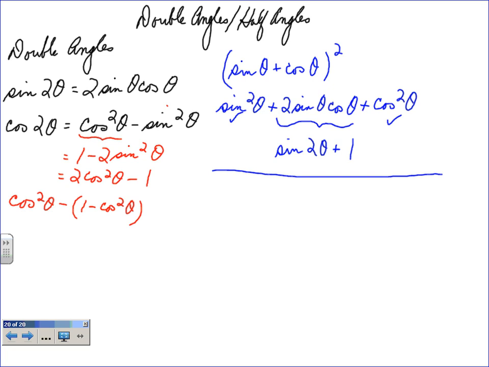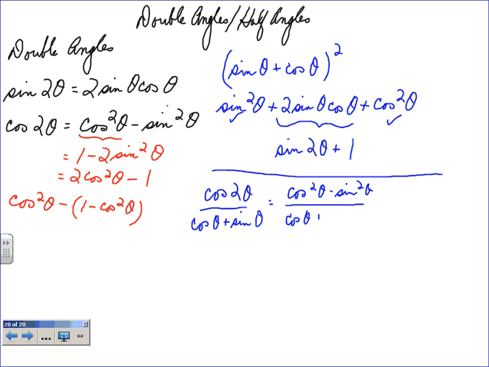Okay. Here's another problem. Simplify cosine of 2 theta over cosine theta plus sine theta. Simplify. Well, they want you to use these identities. And cosine of 2 theta is cosine squared minus sine squared over cosine plus sine. I can't reduce that, not in that form that it's in.